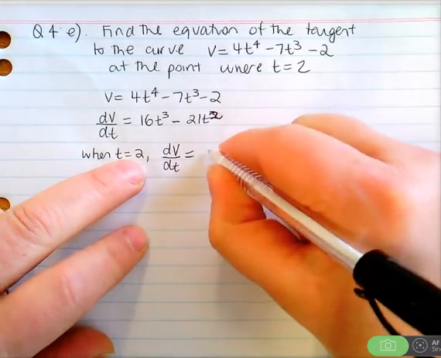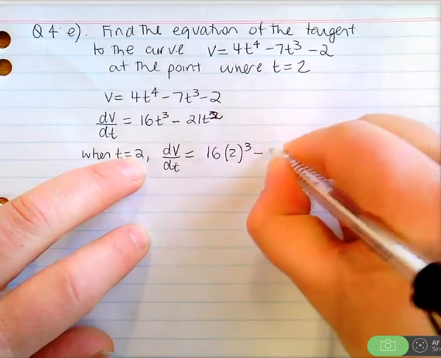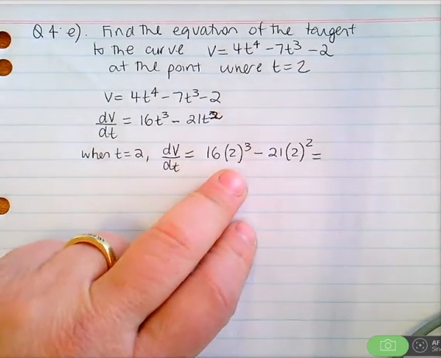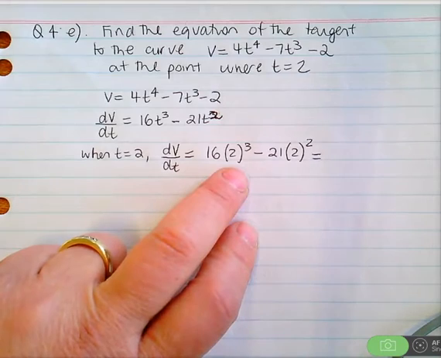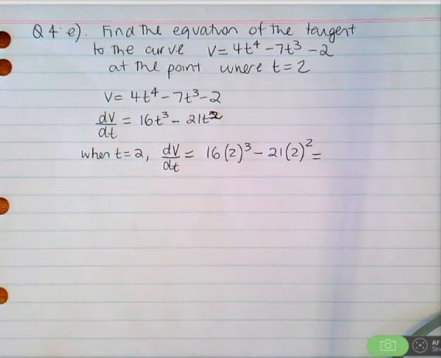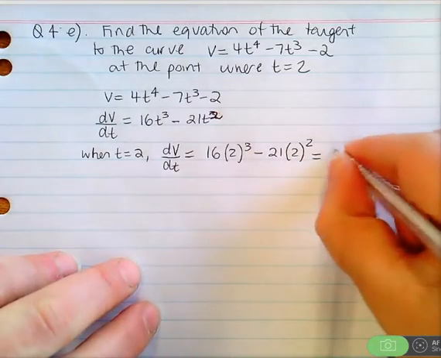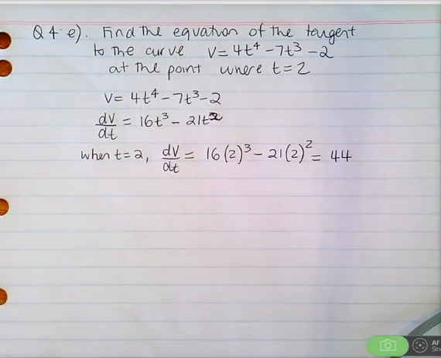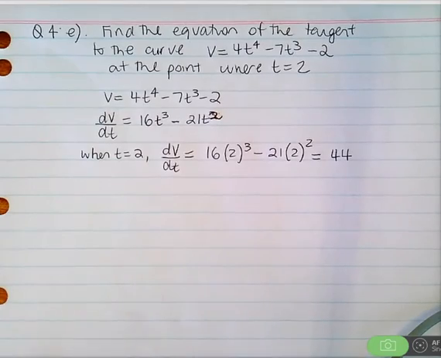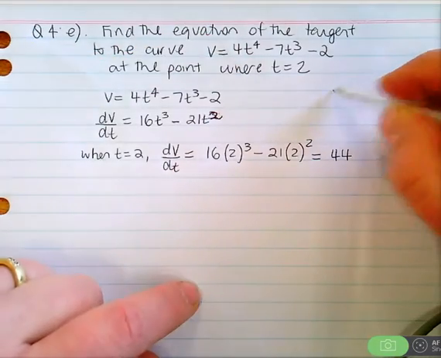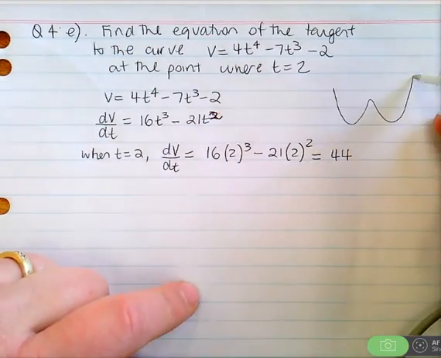Okay, so when t equals 2, dv dt is 16 times 2 cubed minus 21 times 2 squared, which is 16 times 8. Well, it's less than 160. 160 minus 32, 128. Minus 21 times 4, minus 84. 44. So, girls, that's another very steep curve. When t equals 2, the gradient is 44. Now, whatever my curve looks like, and it's a t to the power of 4 type thing, it probably looks like this, all right?